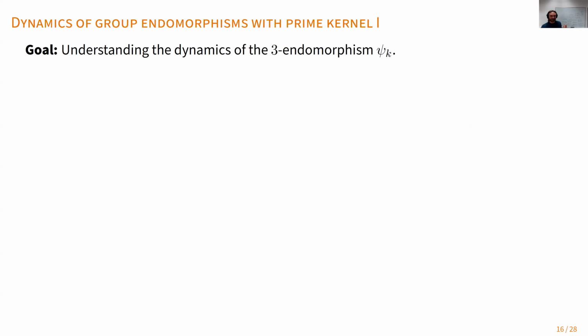So, okay, we built our nice commutative diagram. But now what can we actually say about the group endomorphism on top? Because we claim that understanding the dynamics of group endomorphisms is easy, but let's see how easy it is.